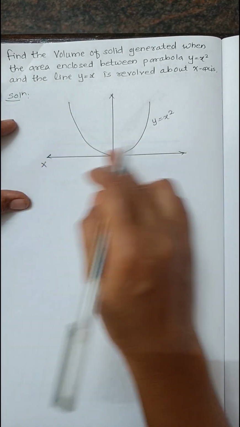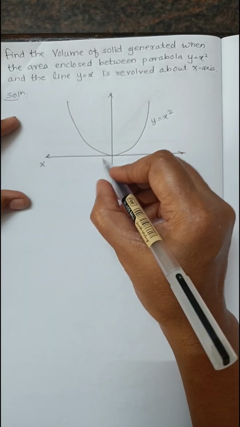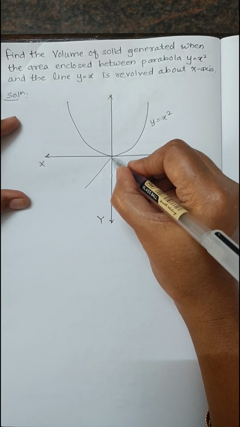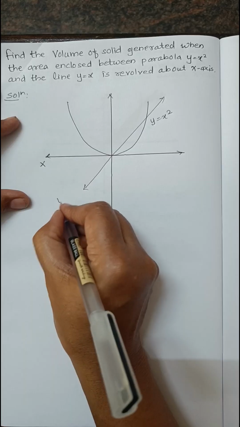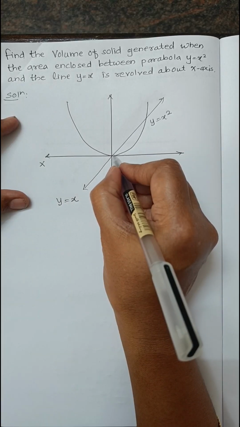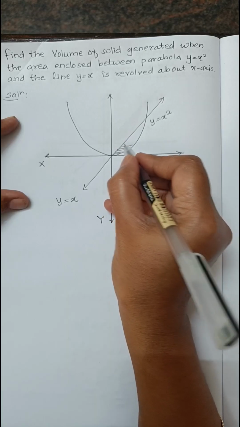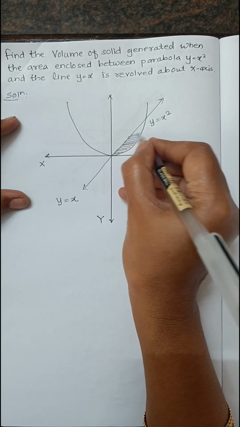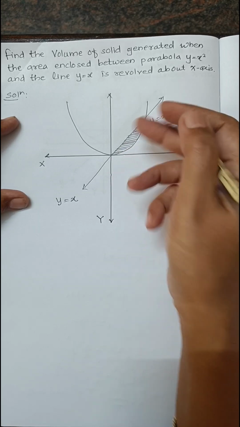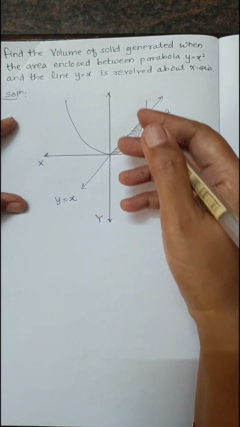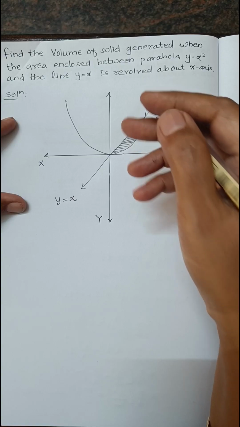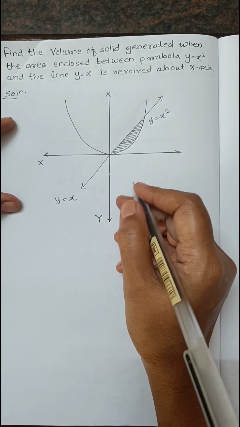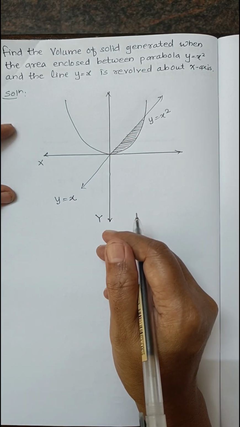Parabola y is equal to x square, upward parabola, line y is equal to x. And the area enclosed between the parabola and the line is this shaded area, and this area is revolved about the x-axis. Now a hollow cone-like shape will be formed and its inner side is curved, right? Then we have to find the volume of that part.